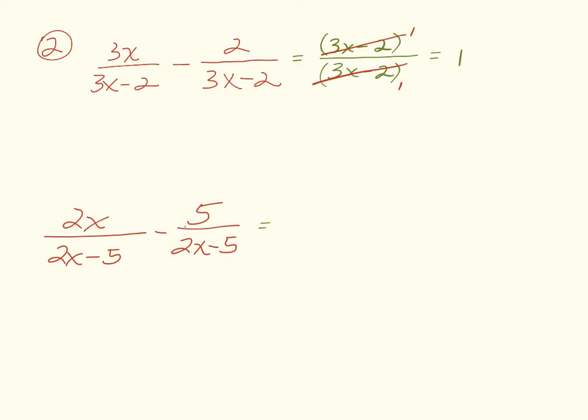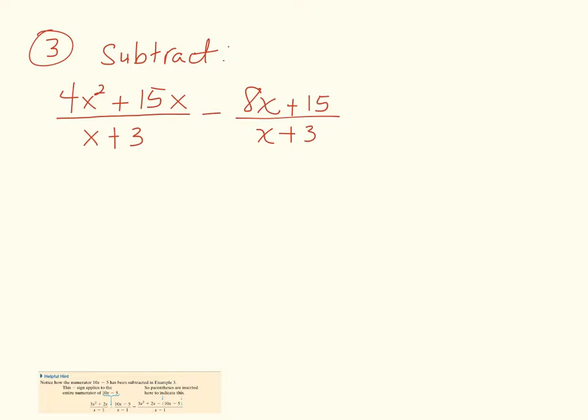Similarly, here we have 2x minus 5 as the common denominator. And then we get the subtraction of 2x minus 5 in the numerator. So that simplifies to 1, because 2x minus 5 divided by 2x minus 5. Remember, anything divided by itself is 1, except 0 divided by 0. We don't do that. Now, let's subtract. First things first, let's recognize that we have a subtraction problem and the denominators are the same.